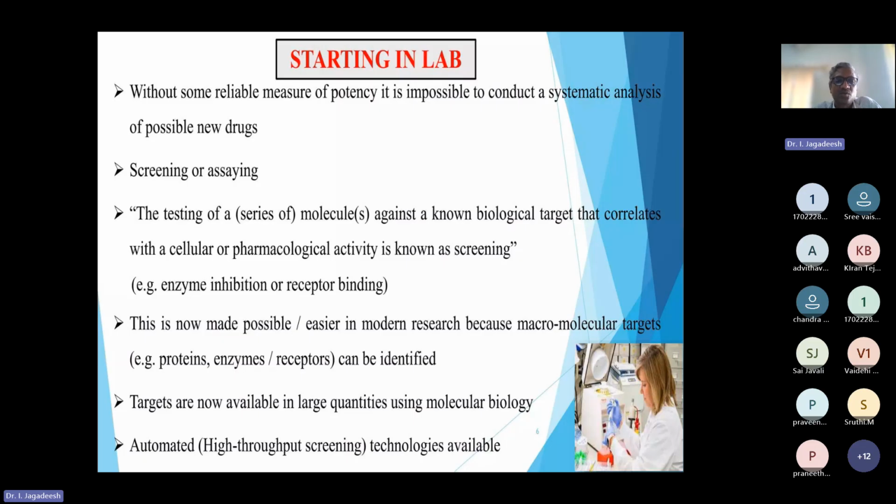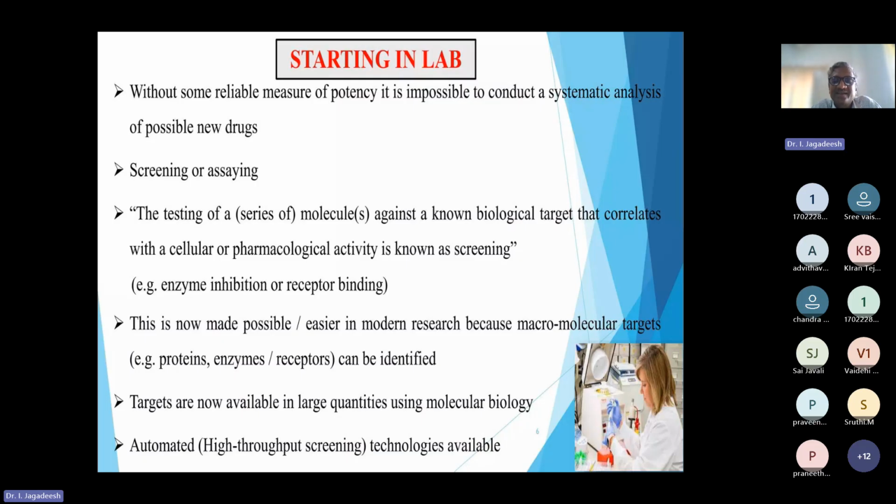So there are millions of compounds existing in the libraries, and we can't make all of them. That is the reason we decide to have certain functional group branches, and this series of compounds we will make and screen against the biological target that correlates with the cellular pharmacological activity. This process is called screening.